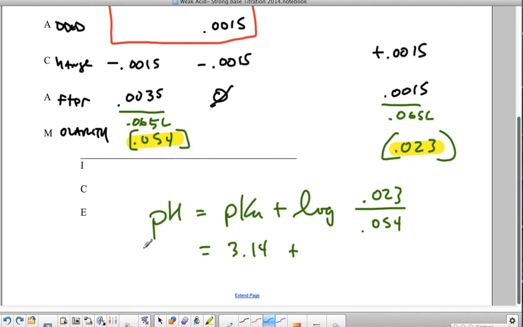2.77. Perfect. 2.77, which seems reasonable. We added a base. pH went up from 2.07, so it went up, and there you go. That's how you find pH. That's what you do whenever you're before equivalence.